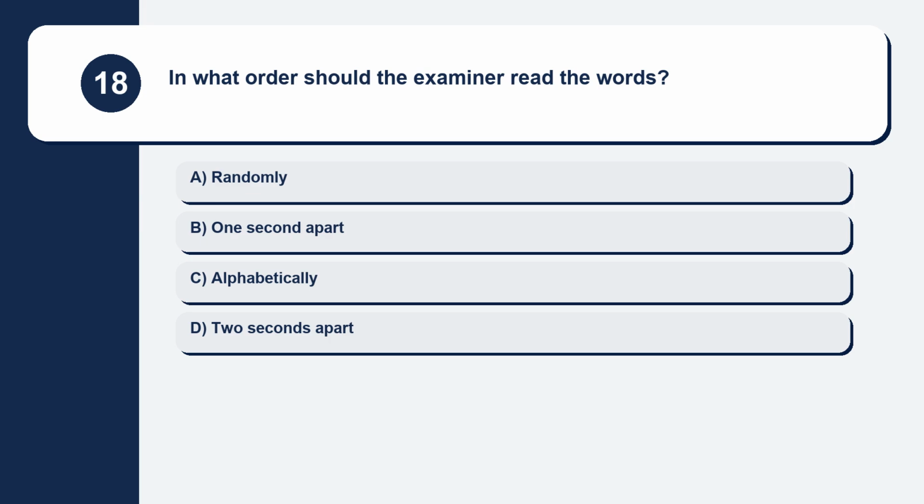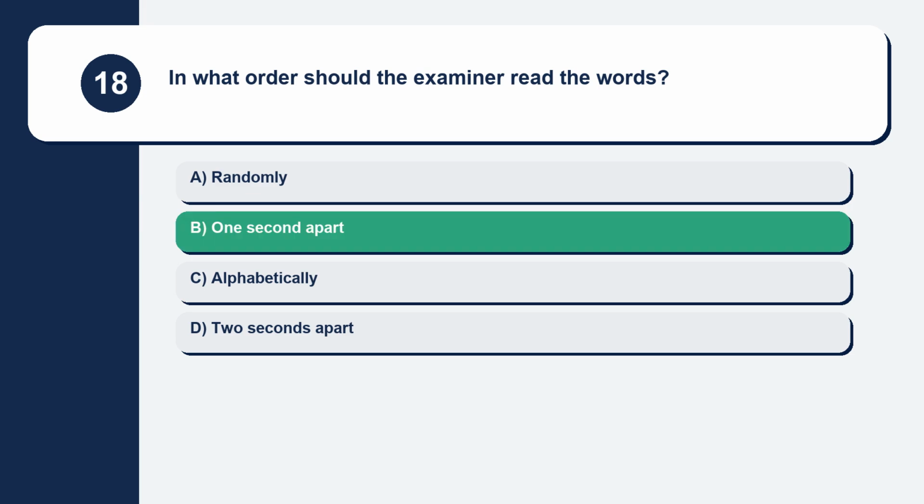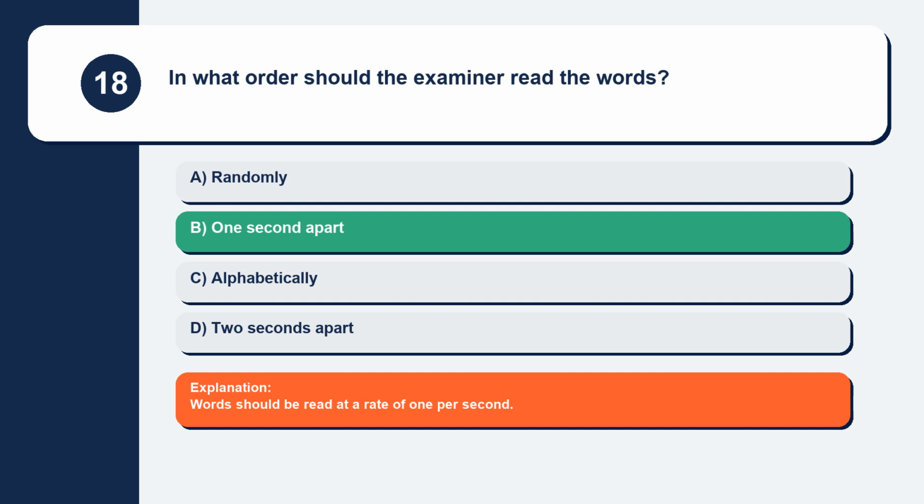Question 18. In what order should the examiner read the words? Randomly. 1 second apart. Alphabetically. 2 seconds apart. Words should be read at a rate of 1 per second.